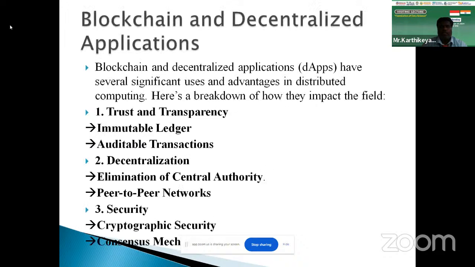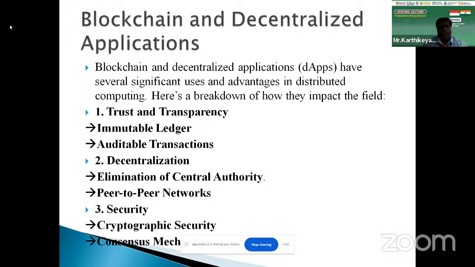First, we discuss trust and transparency. This follows an immutable ledger and auditable transactions. With the immutable ledger, the blockchain provides a secure and immutable ledger of transactions. Once data is recorded on the blockchain, it cannot be altered without altering all subsequent blocks and gaining network consensus.